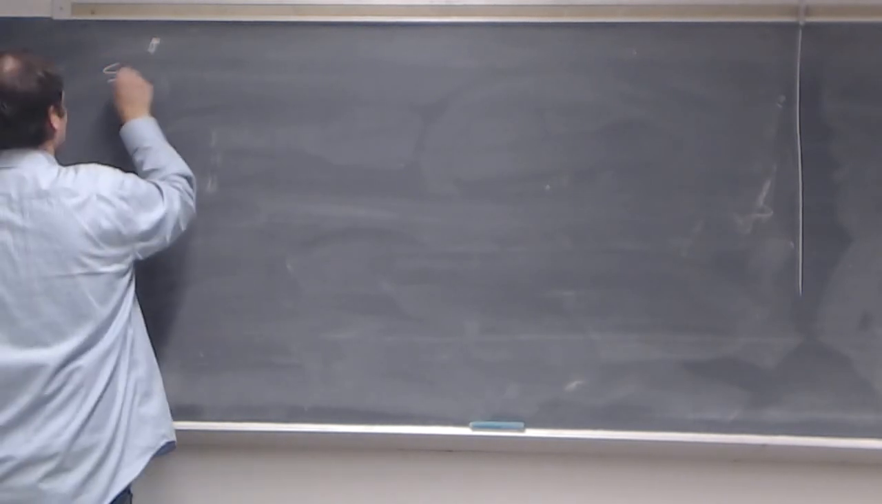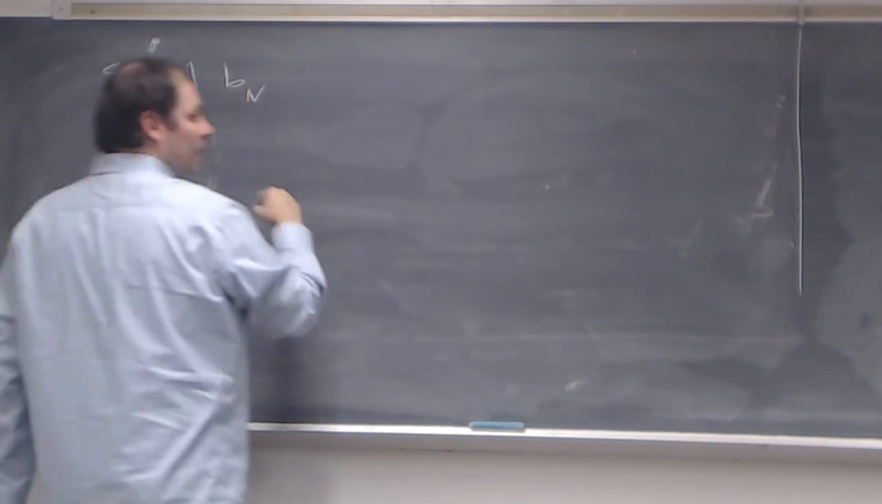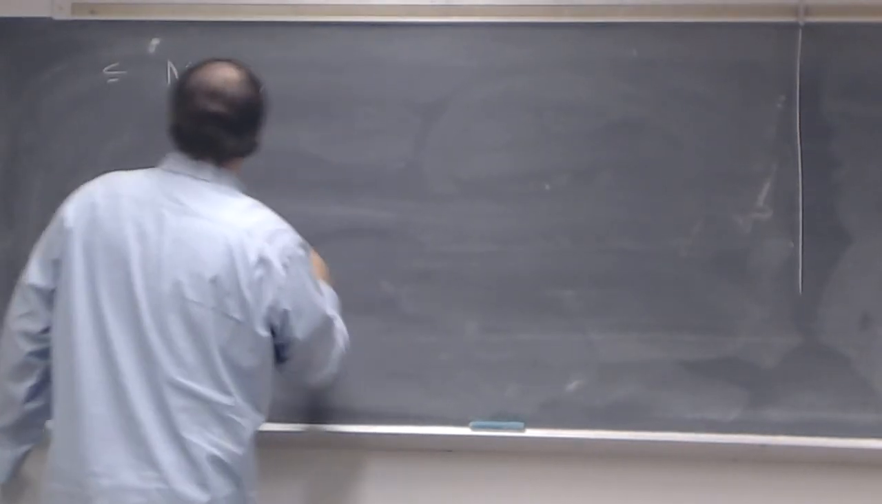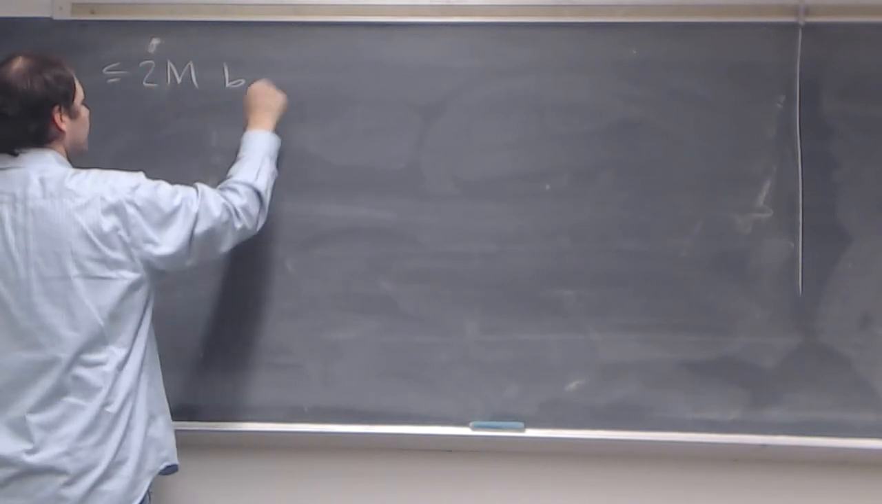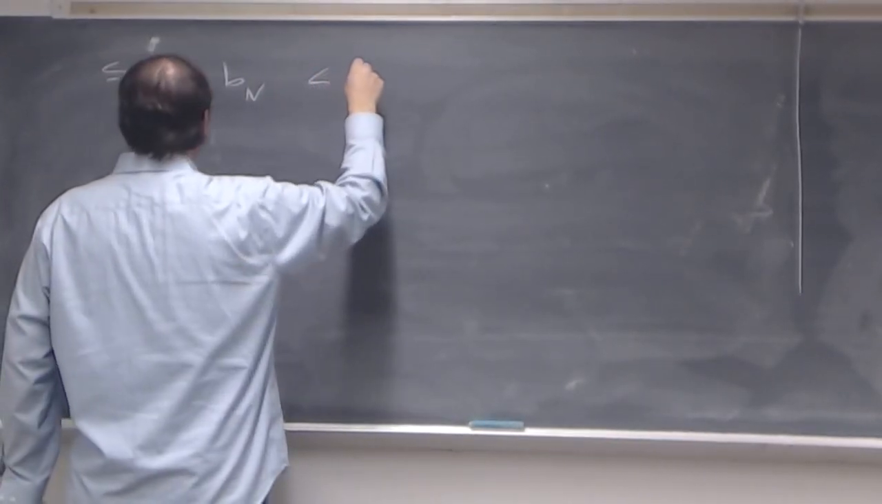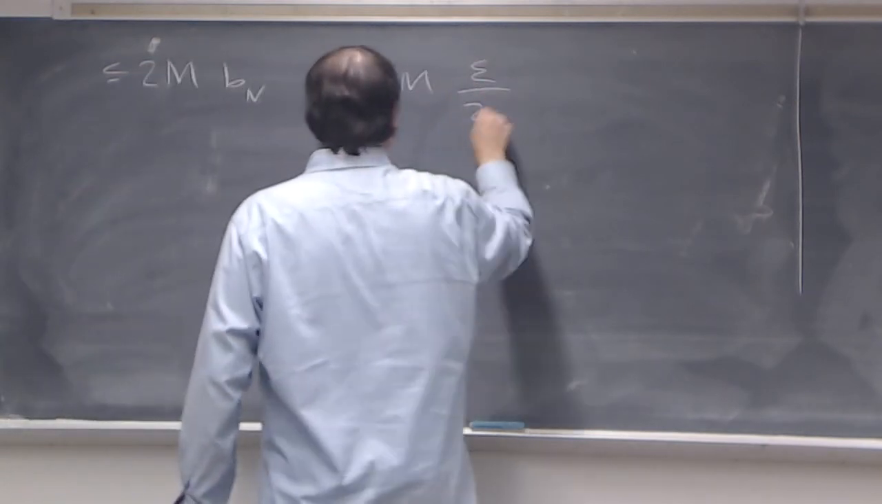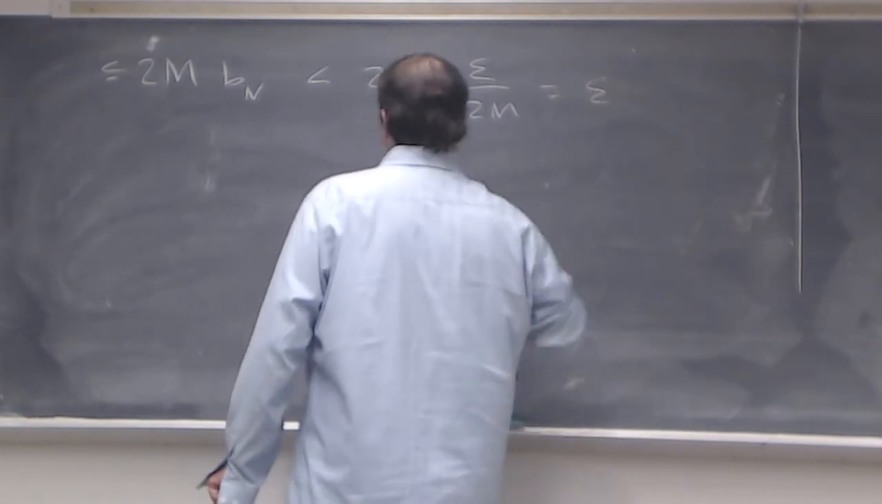But remember, the b's were a sequence that were decreasing, and so that's going to be less than or equal to m times b sub n, and it's 2 of them here. I made a mistake, so put a 2 here. But the b sub n's, remember, were less than epsilon over 2m, and this times 2m equals epsilon.